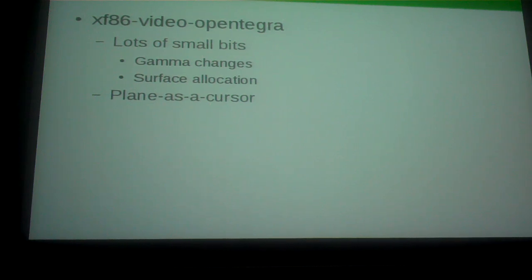And a big point is Tegra does not really have an ARGB cursor. It just has a 2-color cursor, and that's not really what people expect nowadays. So we opted to just use one of those planes as a cursor. And yeah, that's one of the specifics added to the OpenTegra driver.